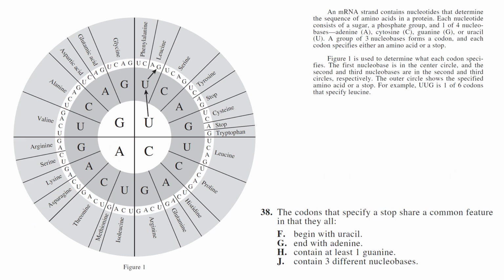The codons that specify a stop share a common feature. This one tripped me up for a minute because I couldn't find stop, but there it is. Specify a stop. What common feature do they begin with? Well, they all begin with uracil, so F. You can process of elimination on the others if you need to.